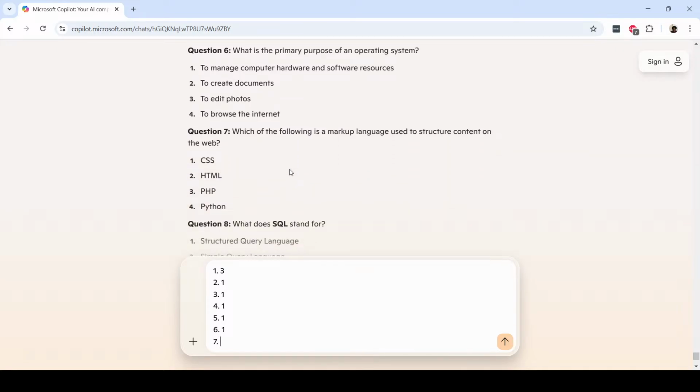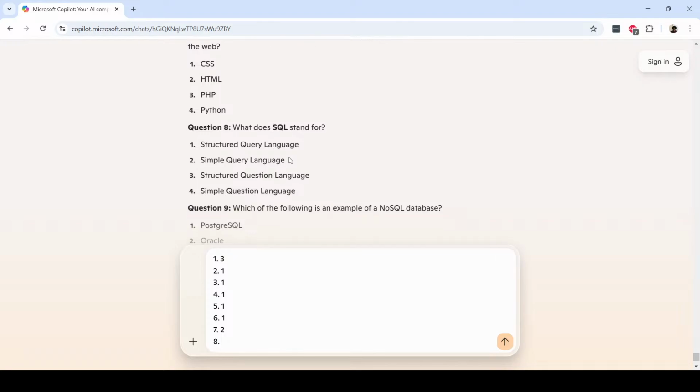Which of the following is a markup language used to structure content on the web? So the markup language is HTML. Yes, the name itself says HTML is a markup language, not CSS. And what does SQL stand for? Structured Query Language.